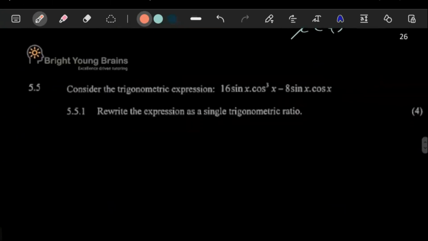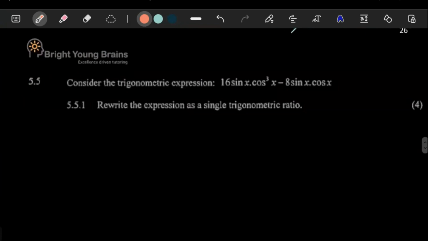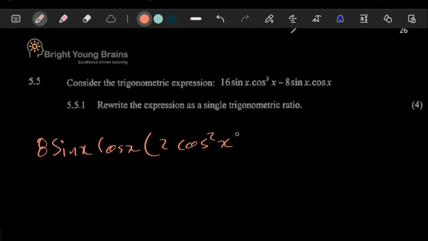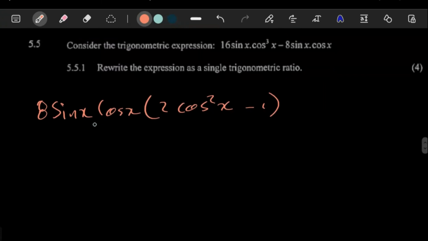5.5.1 says here we should consider the trigonometric expression 16 sine x cos cubed x minus 8 sine x cos x. We should write it as a single trigonometric ratio. So obviously the one thing that comes to mind here is taking out a common factor of 8 sine x cos x. Once that is out, here you have 2 left. Here you have cos squared left. Here you have everything gone, right? So minus 1. Fortunately, this looks like the double angle of cos.